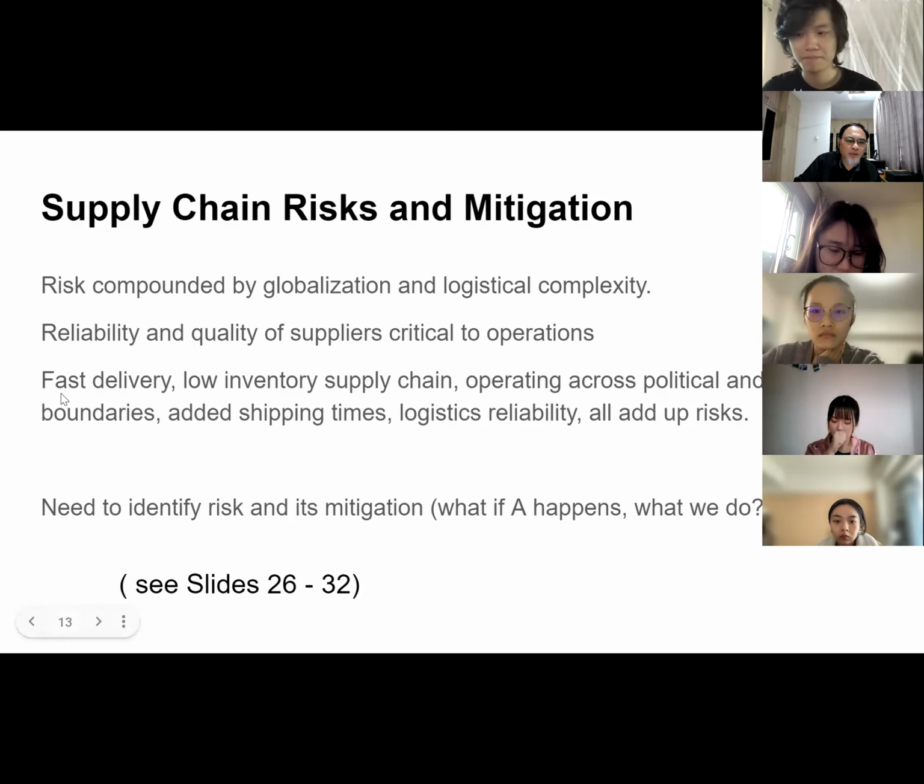So fast delivery, low inventory, supply chain, all this results from trying to be competitive. JIT, just in time, very low inventory supply chain, and you operate across political and cultural boundaries. You add shipping time, logistic reliability, all add up to the risk. So we need to identify risks. Companies must identify risks. There must be a department that will be involved in trying to understand risks and also the mitigation, and what if A happens, what we do.